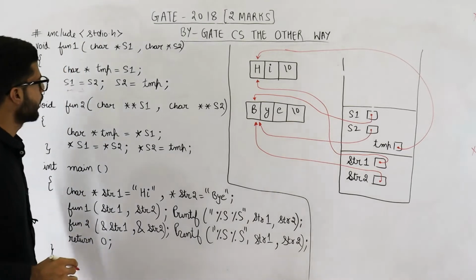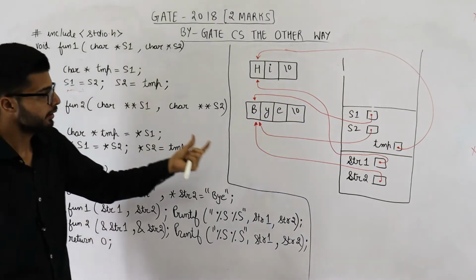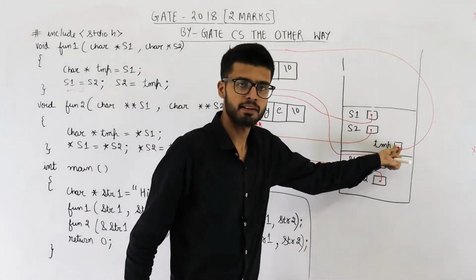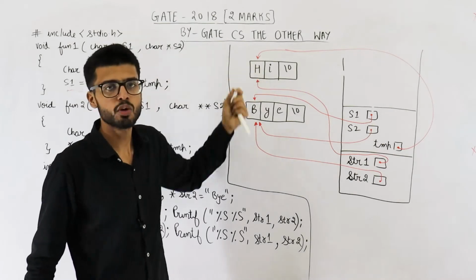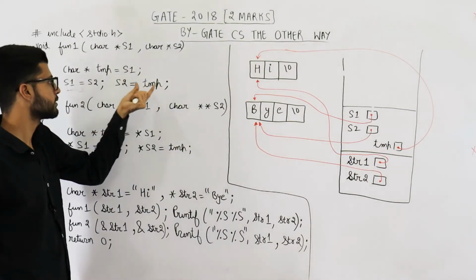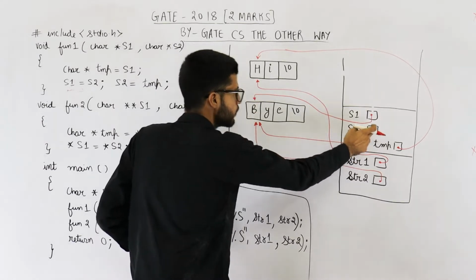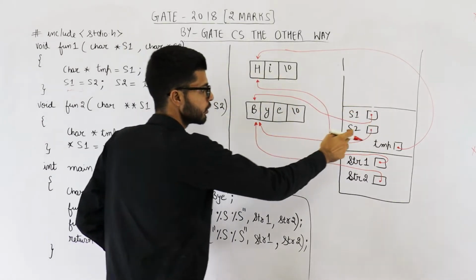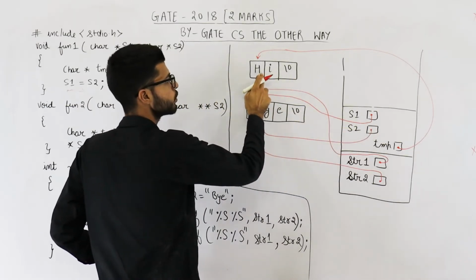Like this. And in the next line, whatever is saved inside temp, the value is the address. Okay, temp is a pointer, so it will contain some address. It contains the address of this h. That same address has to be saved in s2. That means this variable s2 will now point here. So you can just see this, it will be erased and it will start pointing to this h.